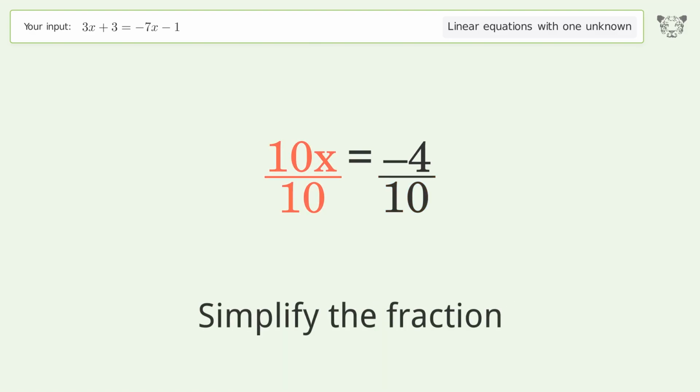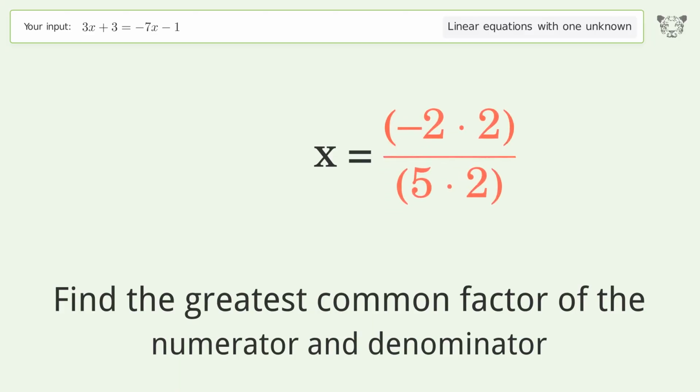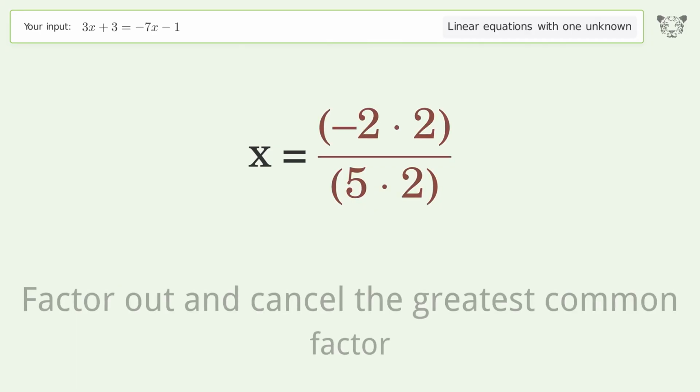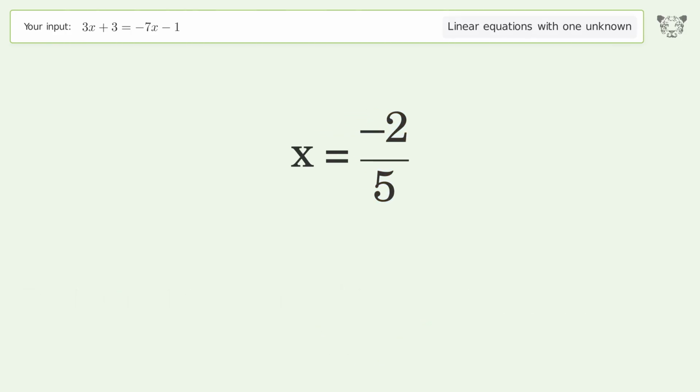Simplify the fraction. Find the greatest common factor of the numerator and denominator. Factor out and cancel the greatest common factor. And so the final result is x equals -2/5.